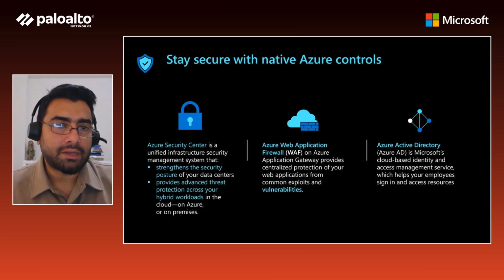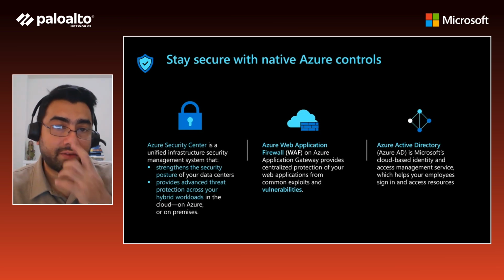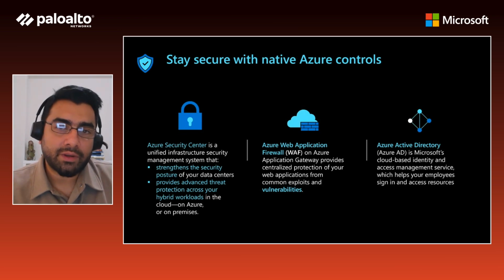If you look a little bit deeper into how these services work: Azure Security Center is an infrastructure security management system that helps you strengthen your security posture and data. It provides advanced security protection across your hybrid workloads in the cloud, and also on-premises as well. And also Azure WAF, the Web Application Firewall, with Application Gateway, provides centralized protection of web applications from common exploits and vulnerabilities as well.